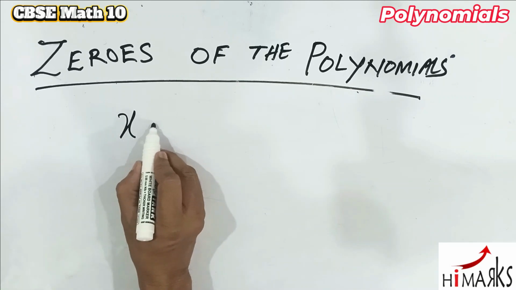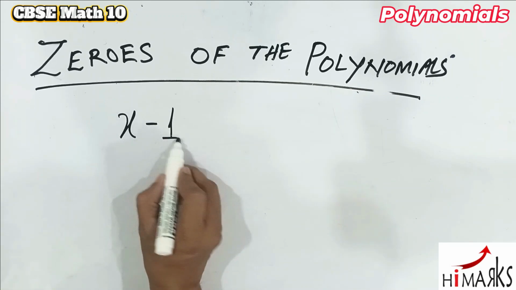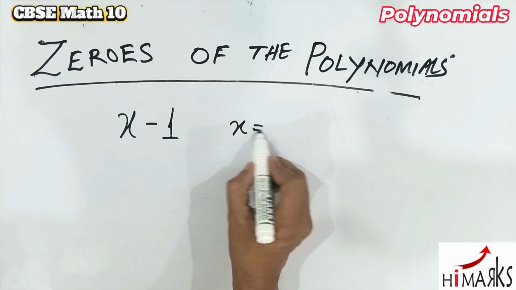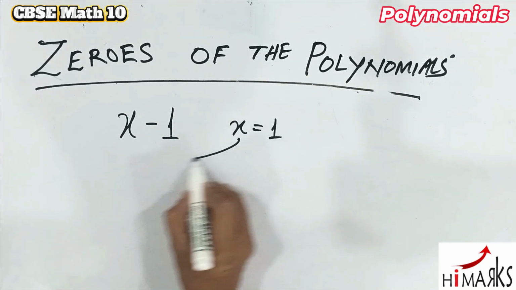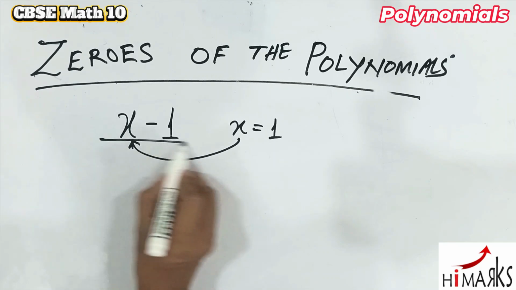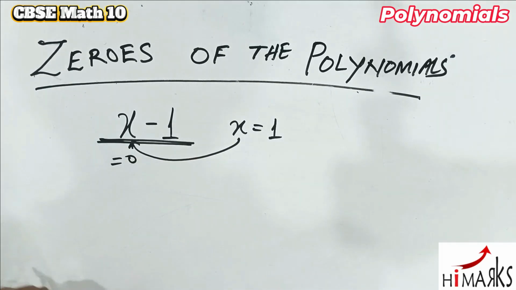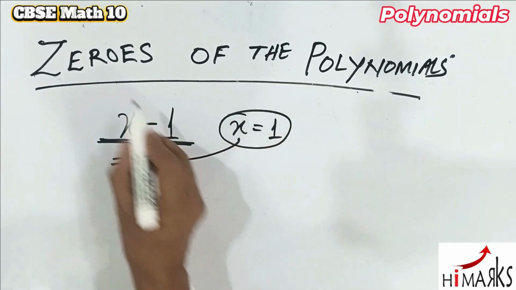x minus 1 is a polynomial. So here, if we put x equal to 1, this polynomial gets 0. So x equal to 1 is called the zero of the polynomial.